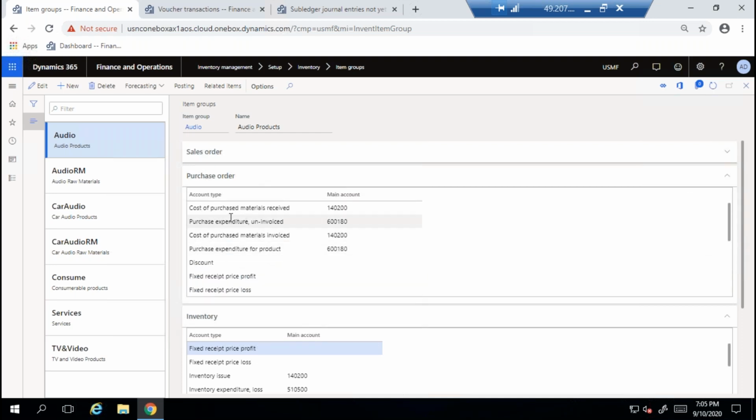Purchase expenditure, sorry, cost of material received account debit to. So what is the key? Is the text the key? I think the text is like ABCD. Is it an option set? Like is it a predefined one? The text, this one you are talking about, this one. Yeah, it is predefined. You cannot do something.